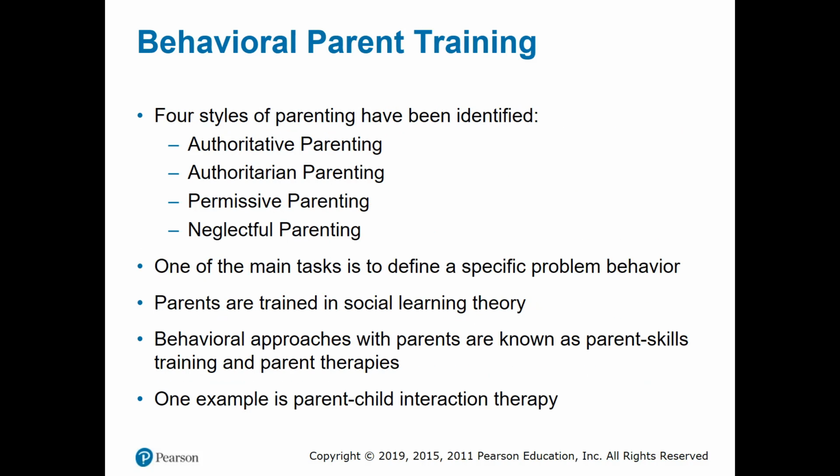Behavioral parent training looks at 4 styles of parenting that have been identified. These are based on Baumrind's specific parenting styles: authoritative parenting, authoritarian parenting, permissive parenting, and neglectful parenting. These are based specifically on parental warmth or flexibility and parental structure. So authoritative parenting is considered the most effective or healthy style of parenting because it includes both flexibility, warmth, and structure. Whereas authoritarian parenting has a great deal of structure, but no warmth and flexibility. Permissive parenting has a great deal of warmth and flexibility, but little to no structure. And then neglectful parenting really has neither. It's almost like absentee parenting.